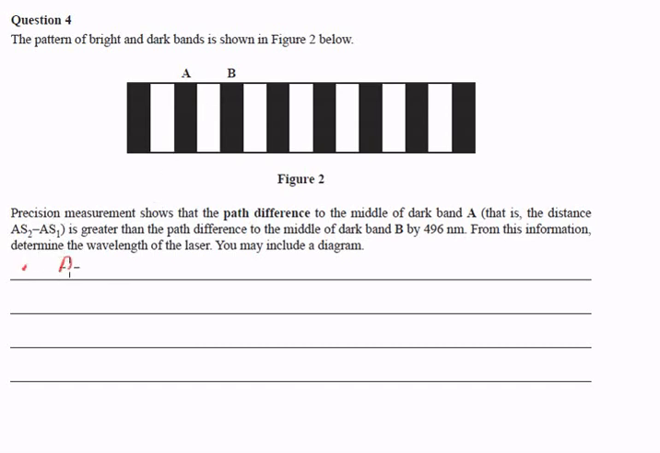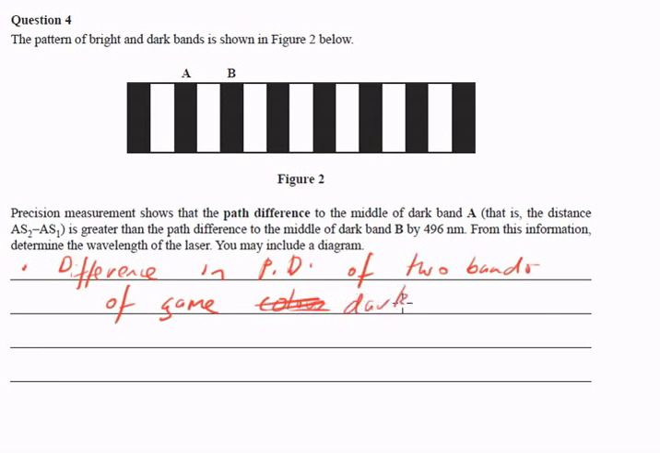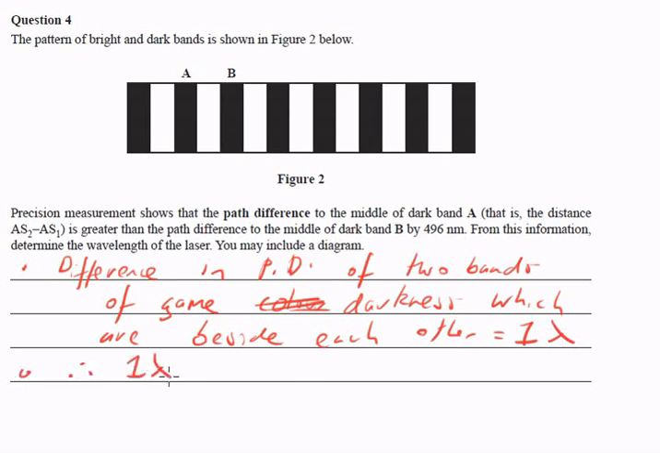So let's write that down. Difference in path differences of two bands of the same, let's say darkness, which are beside each other, is equal to 1 wavelength. So therefore, 1 wavelength, and I've said that equals 496. So 1 wavelength equals 496 nanometers. So that's your answer for that one.